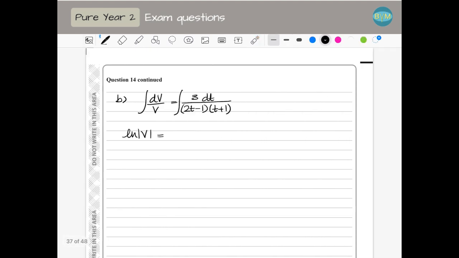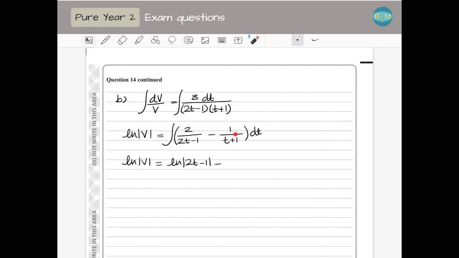So 2 divided by 2t minus 1, and minus 1 divided by t plus 1, and I'm going to integrate it. Again, here I have a function in the denominator and the derivative in the numerator, so this is going to be ln of 2t minus 1. And this one, again, I have function and derivative, so ln of t plus 1, plus the constant of integration.